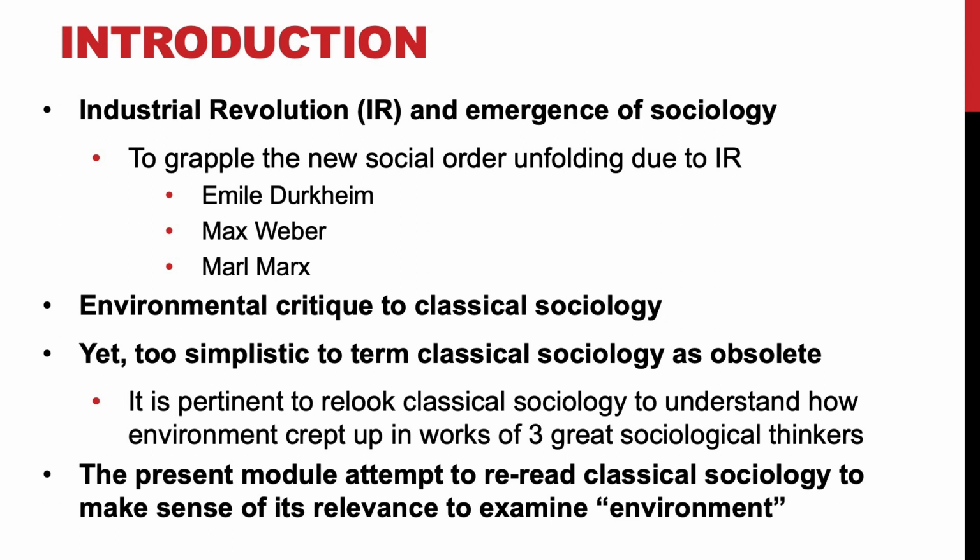The present module therefore is an attempt to reread the classical sociological tradition, especially the works of Emil Durkheim, Karl Marx and Max Weber, to make sense of their relevance to understanding the nature society interaction. Or in other words, we will try to see in what way we can use classical sociology to make sense of the nature society interaction.